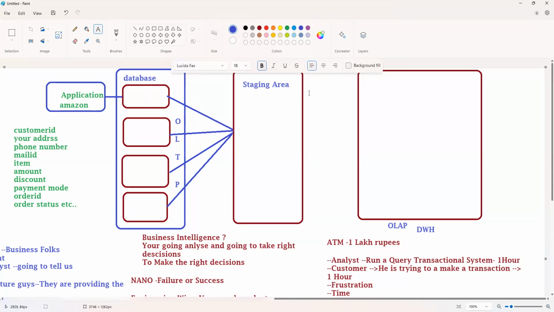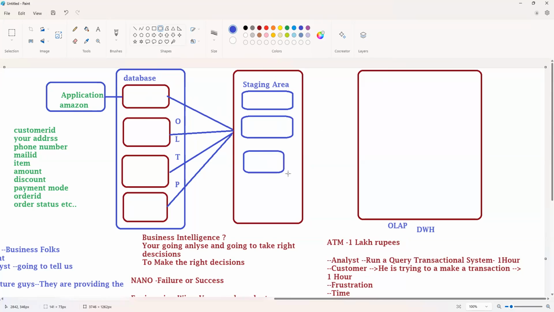You are going to pull all the data. Different sets of data, let's consider it sales. Let's not worry about it. You pull a different set of data and keep it in the staging area. Are you going to change the data? Are you going to apply any transformation? No, you are not going to do anything. You just pull it as it is.